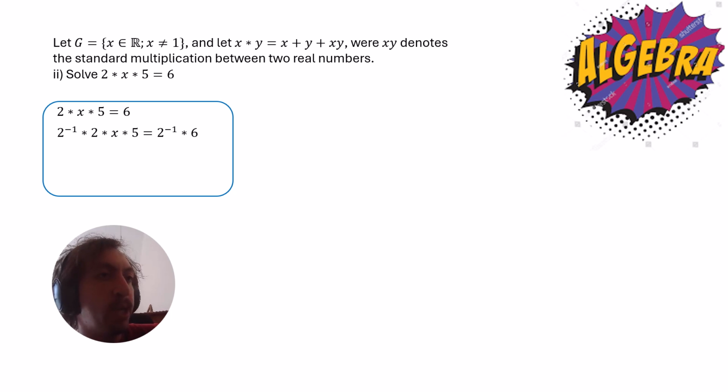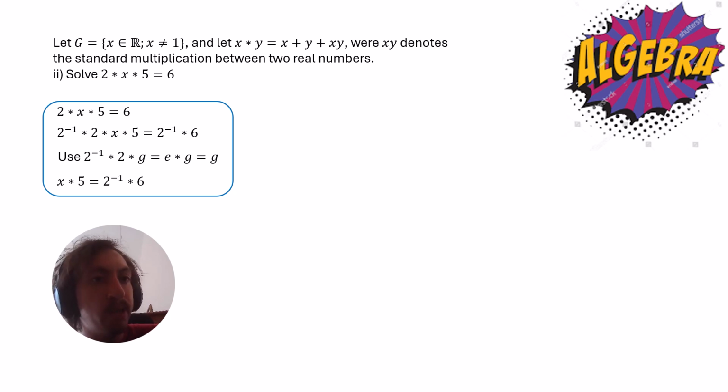So clearly 2 to the minus 1 star 2 star x star 5 is going to equal 2 to the minus 1 star 6, based on how x has been defined in the question. And we can use the idea that 2 to the minus 1 star 2 star g is going to equal g, because 2 to the minus 1 star 2 is the identity element, and the identity element star another element is just the other element. And that leaves us with x star 5 is equal to 2 to the minus 1 star 6.